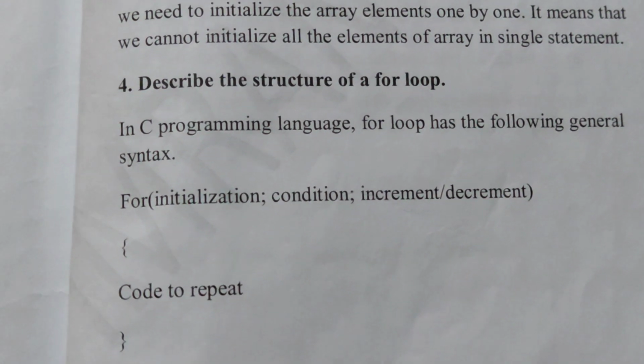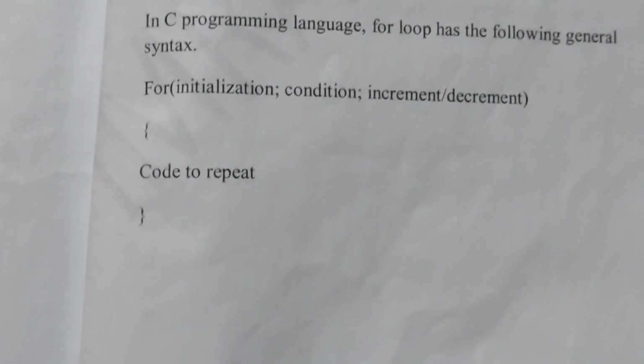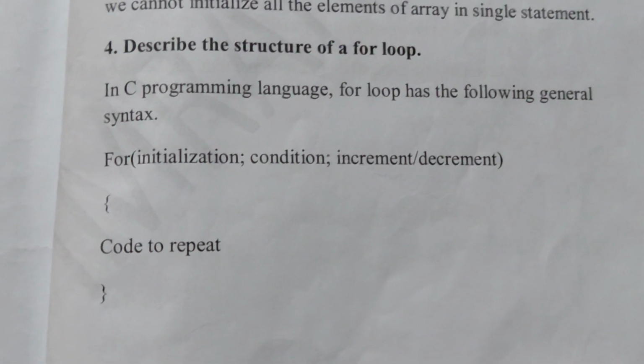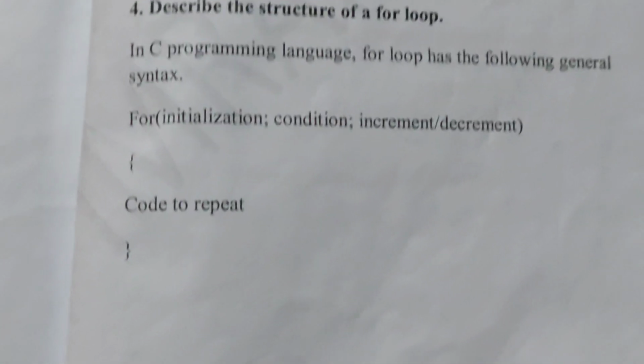Question number 4 is, in the C programming language, the for loop has the following general syntax. Here you can see the syntax. For initialization, condition, increment/decrement, bracket start, code to repeat, and bracket close. That's it.